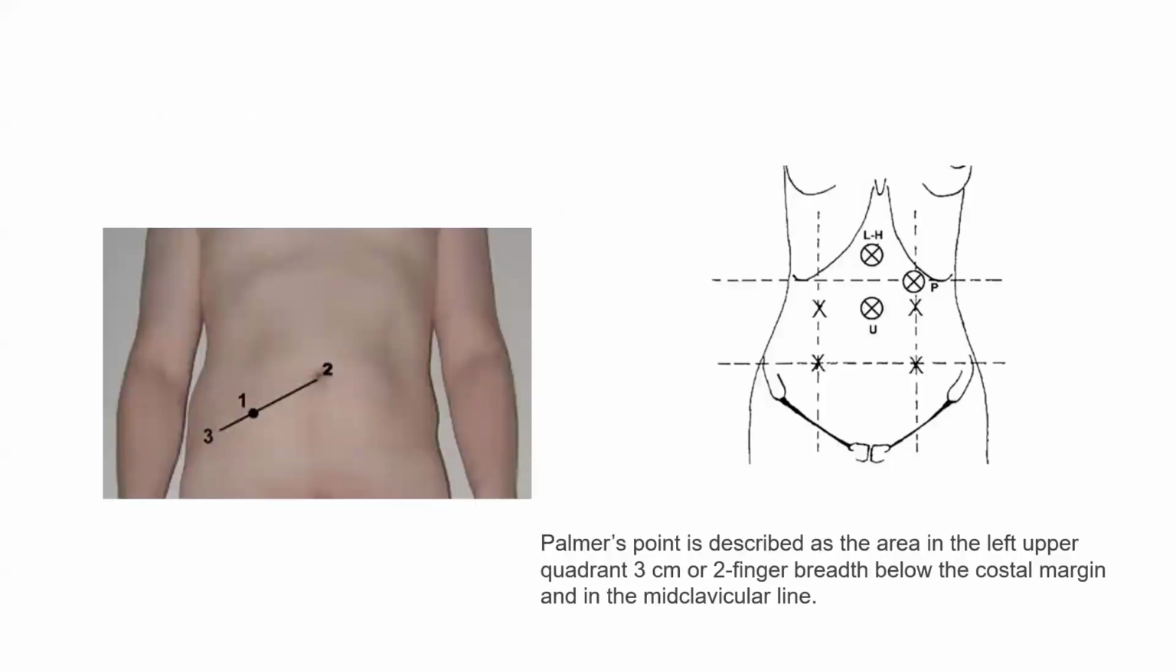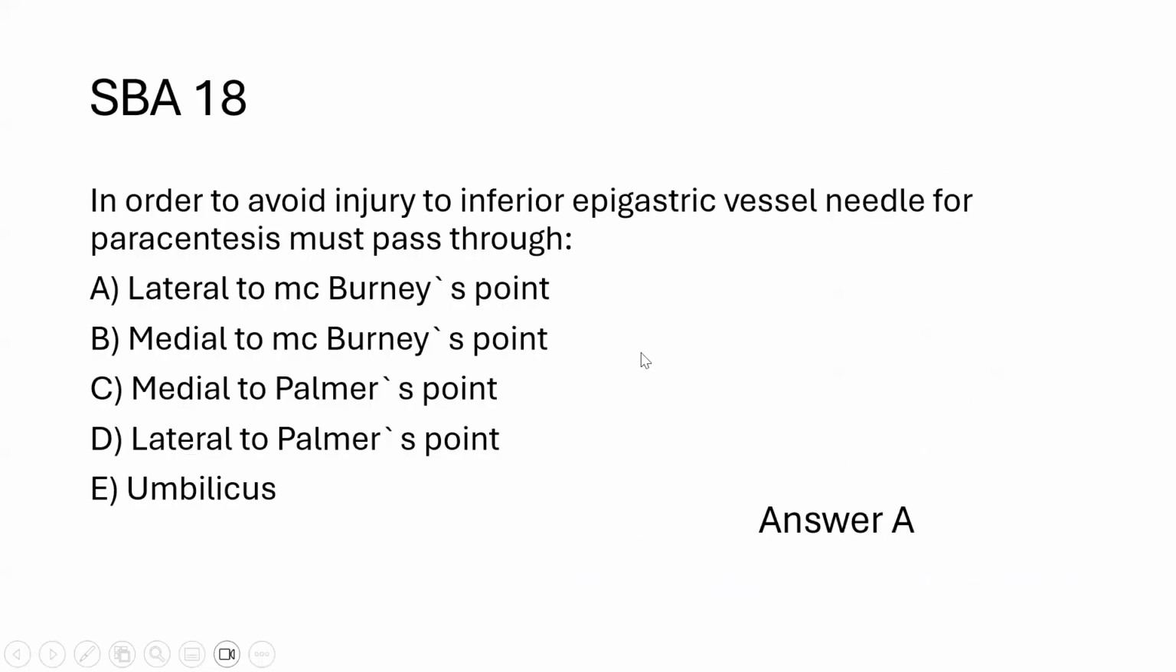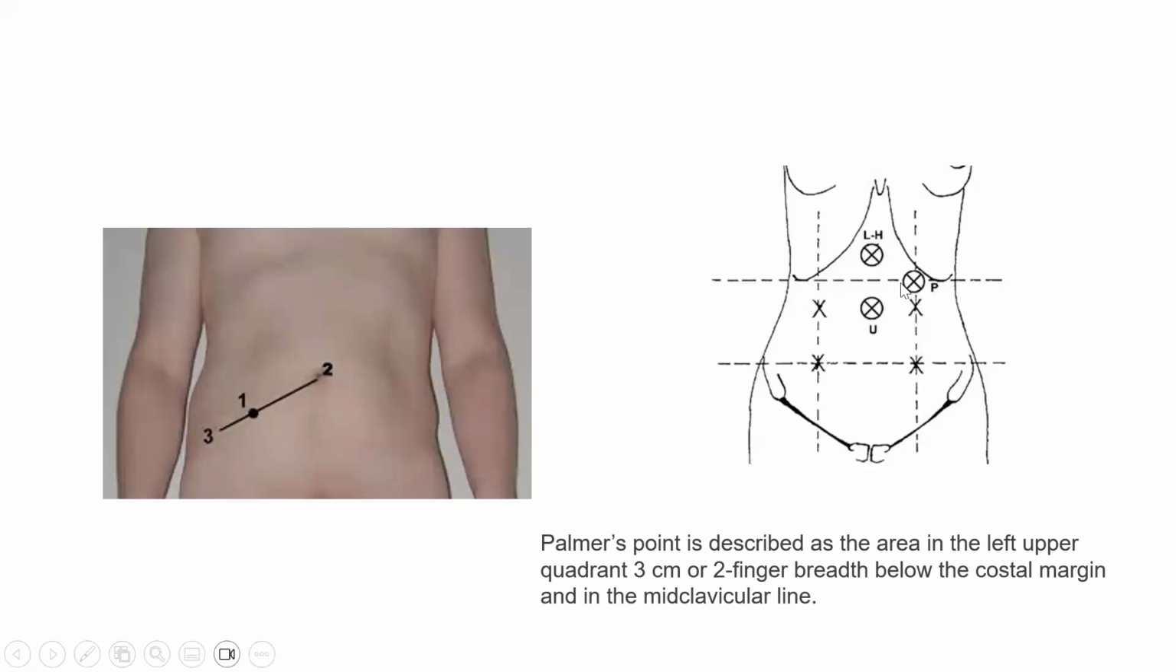So what about the Palmer's point? What actually is the Palmer's point? It is at the intersection of the mid-clavicular line and the subcostal plane. Yes, this is mid-clavicular, this is subcostal, right? Basically 2 centimeter below that.